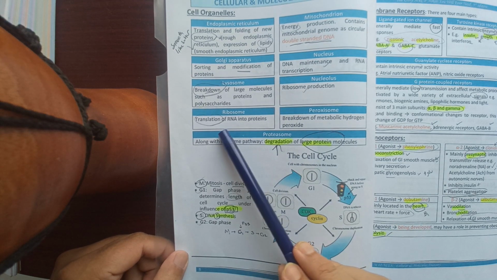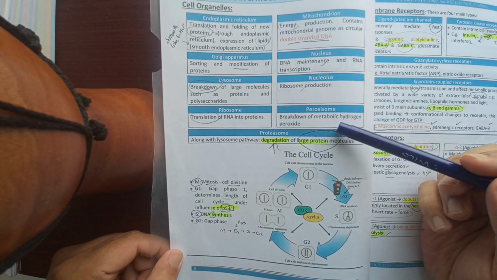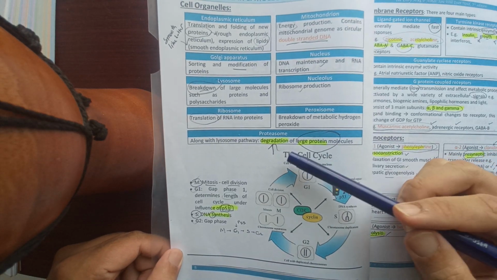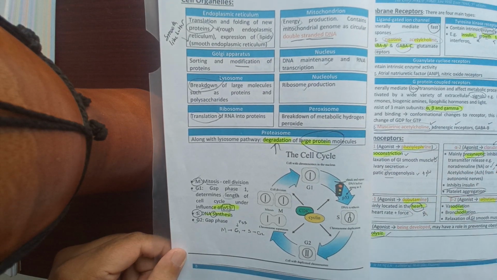Ribosome translates RNA into proteins, also very important. Peroxisome, breakdown of metabolic hydrogen peroxide. Proteasome, along with the lysosome pathway, degradation of large protein molecules, breaks down protein molecules.